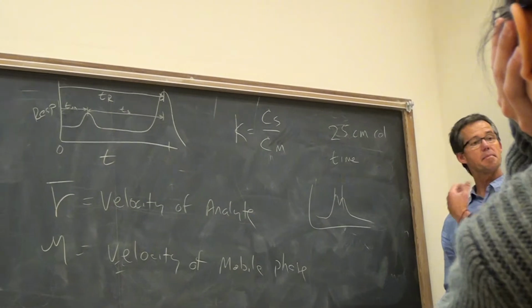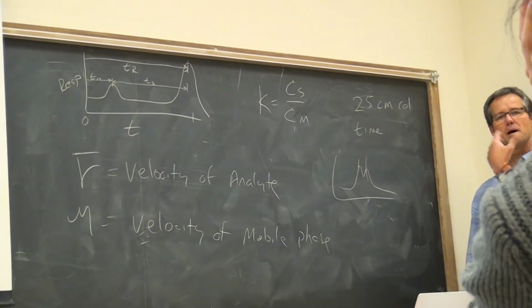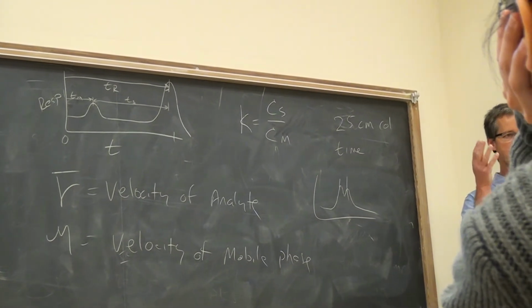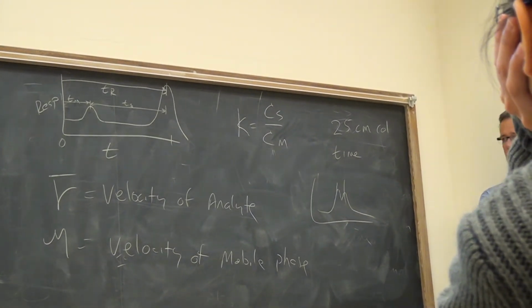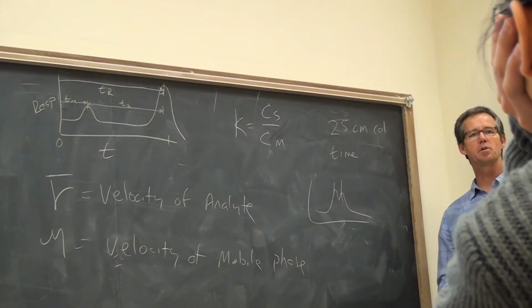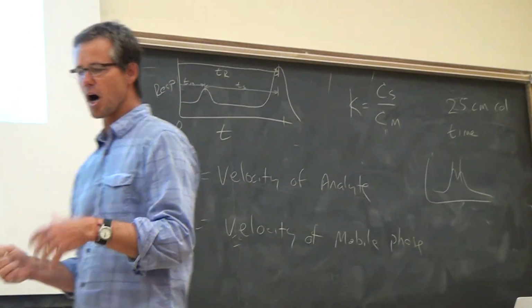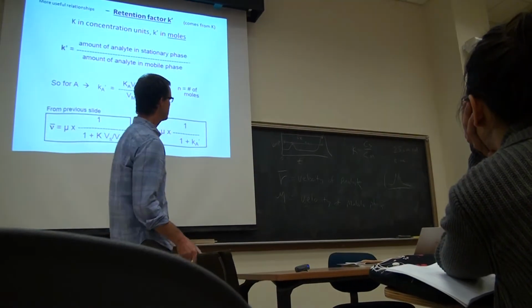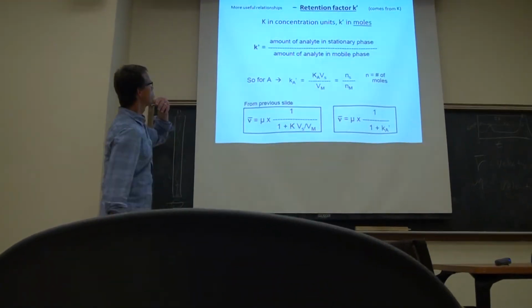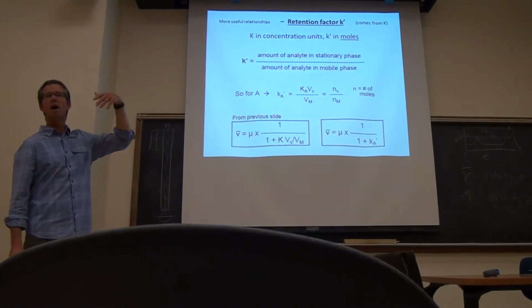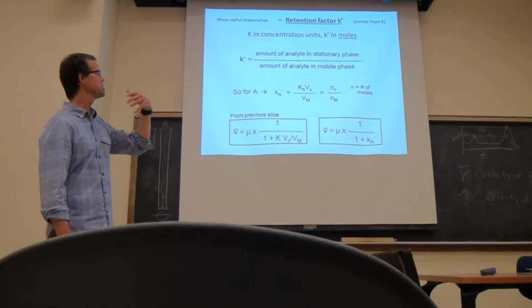And so then when I write up my method, I'm going to be able to actually publish or report what my retention factors were under the conditions that I made up and optimized for these different compounds. And then people can use that information to optimize maybe some separation schemes that they're involved with. So the retention factor is something that's derived from knowing about the partition coefficient.